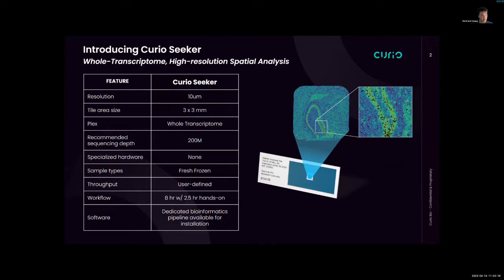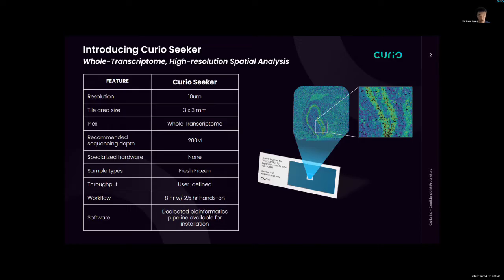Just like in the original scSeq paper, the resolution is 10 microns. Tile area size is 3 by 3 millimeters. It is whole transcriptome, using a poly-T capture. For the area of 3 by 3, if the tissue is covering the whole tile, we recommend a sequencing depth of 200 million reads. Of course, if your tissue is more highly active, you probably will need to sequence more.